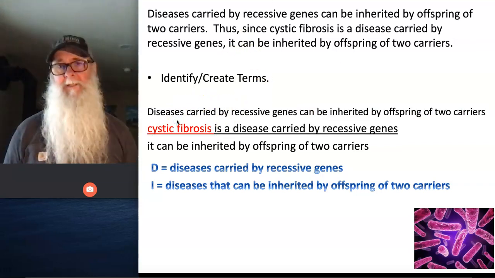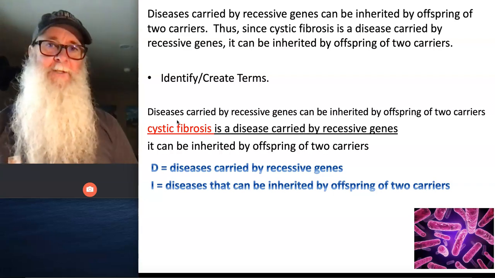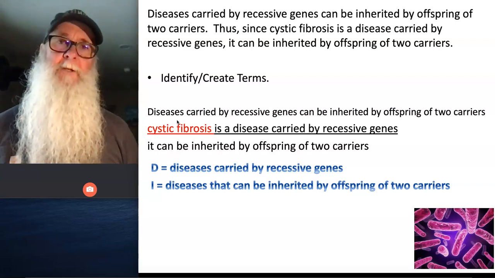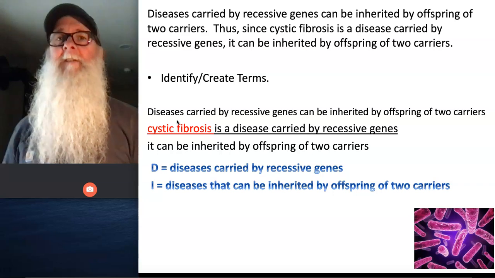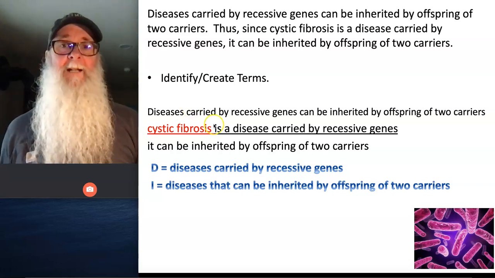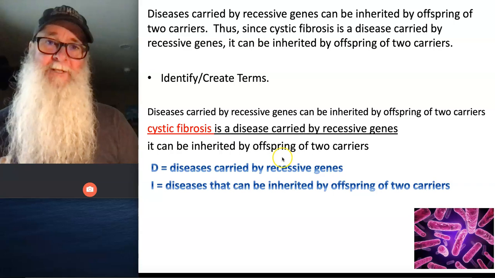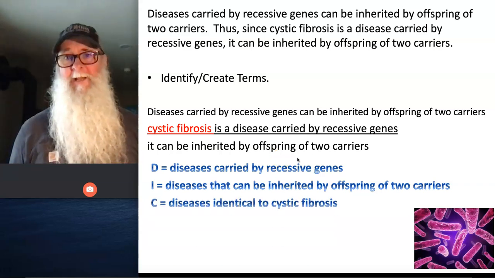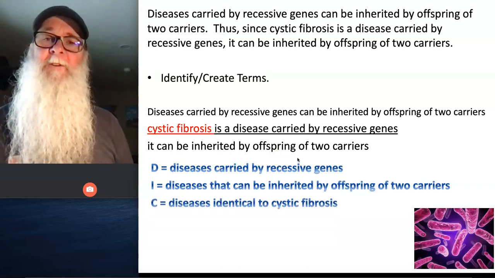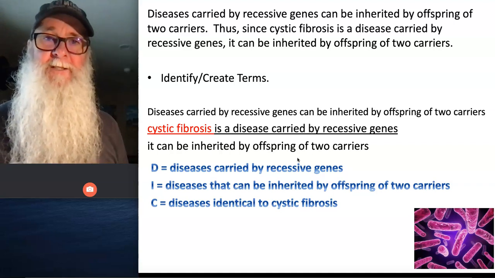And here we come across cystic fibrosis as another part of this argument. But it's, again, not a plural noun or noun phrase. I can't have 5 cystic fibrosis. But I can create a term to represent cystic fibrosis that is countable. So I might use the letter C to refer to diseases identical to cystic fibrosis.